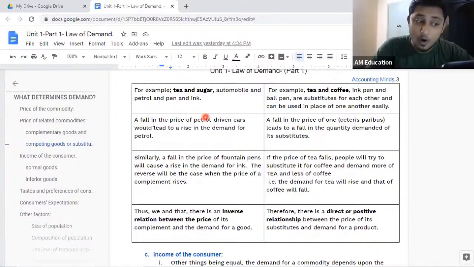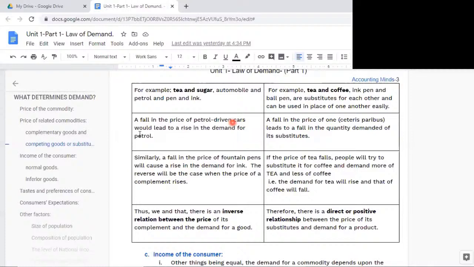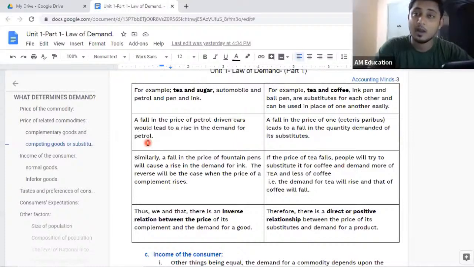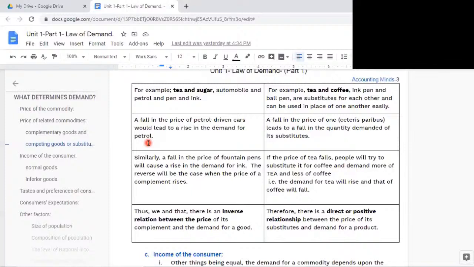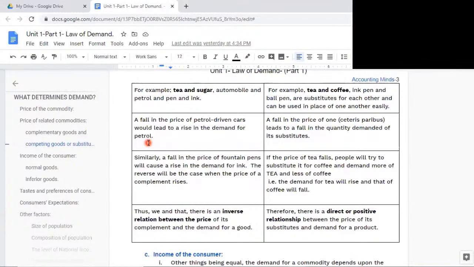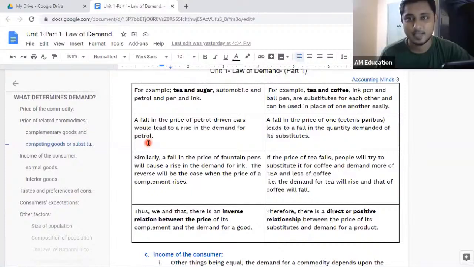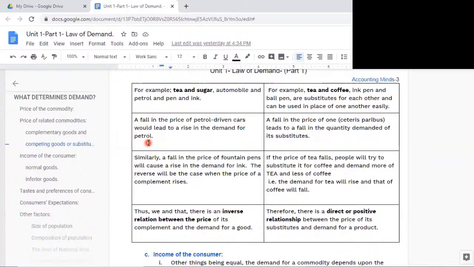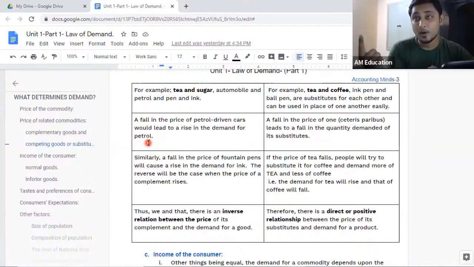Then, a fall in the price of petrol-driven cars would lead to a rise in the demand for petrol. So what are you saying? If the price of the cars which are using petrol as fuel has fallen, people will purchase more petrol cars, right? And if people are purchasing more petrol cars, what will happen to the demand for petrol? It will increase, as compared to diesel. Got it? So that is the relationship between the prices of complementary goods.